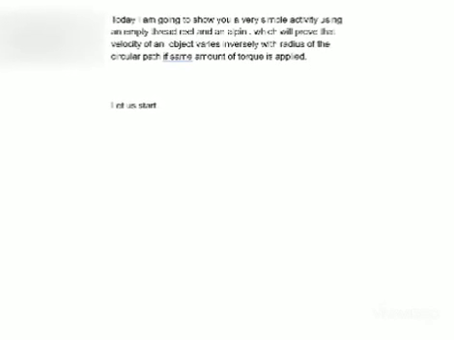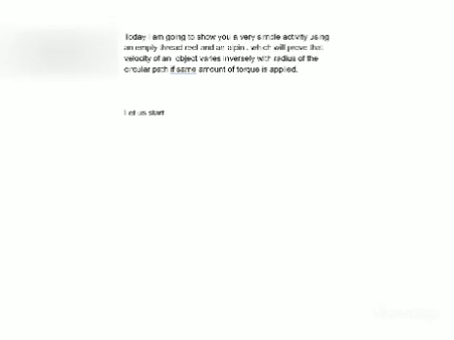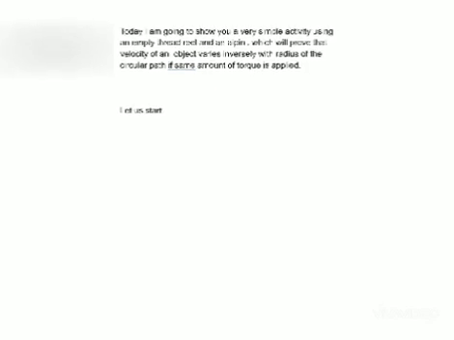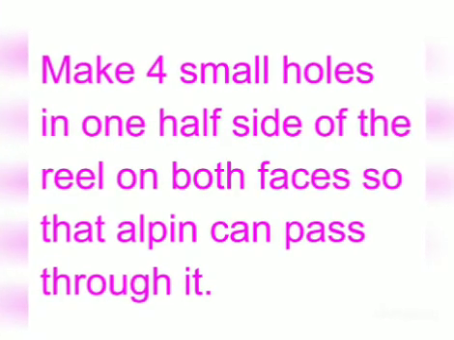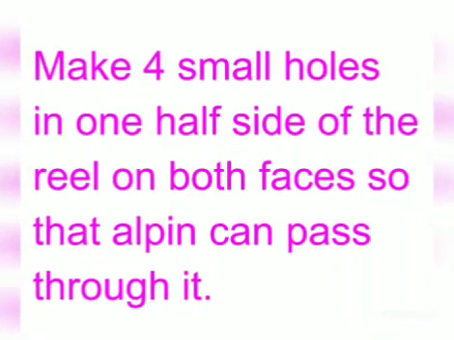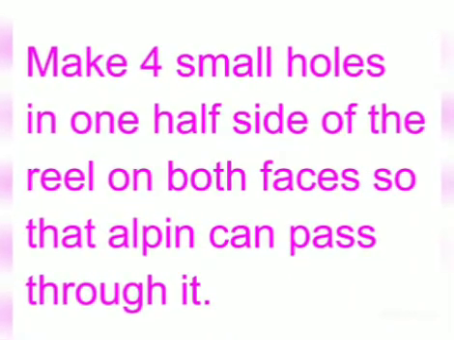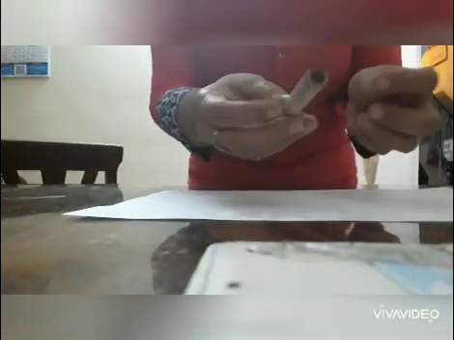Today, I am going to show you a very simple activity using an empty thread reel and an alpin, which will prove that the velocity of an object varies inversely with the radius of the circular path if the same torque is applied. I am using an empty thread reel and alpin. Make 4 small holes in one half side of the reel on both faces so that the alpin can pass through it. Let's start doing the activity.